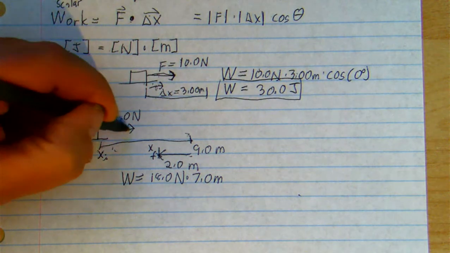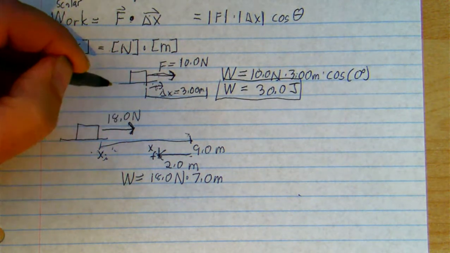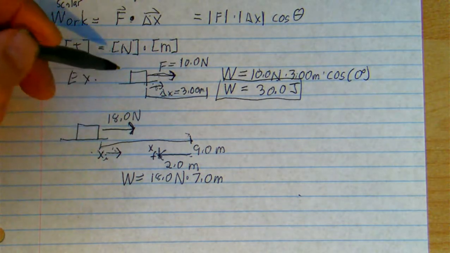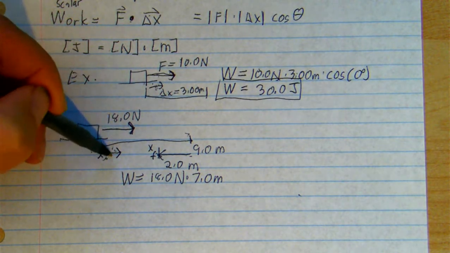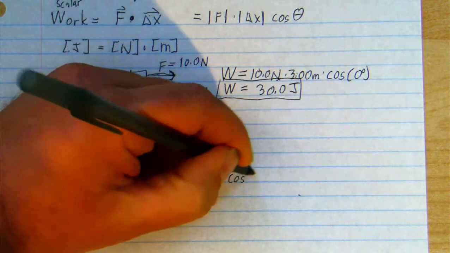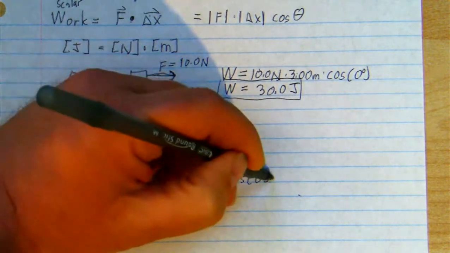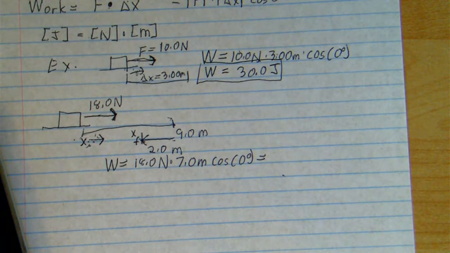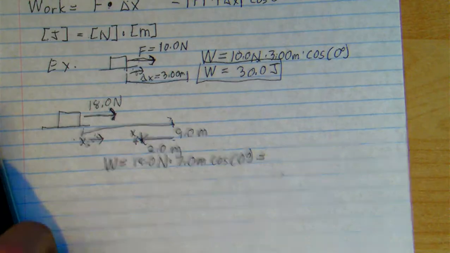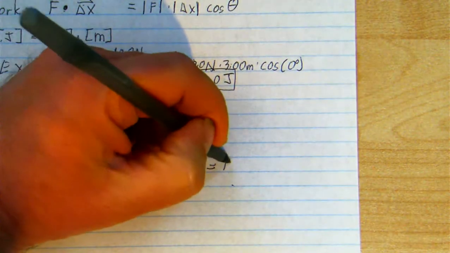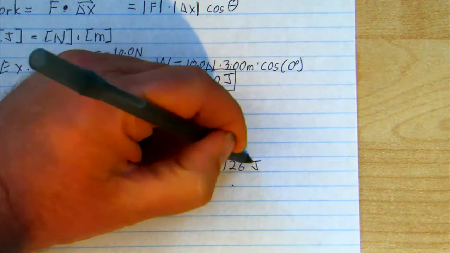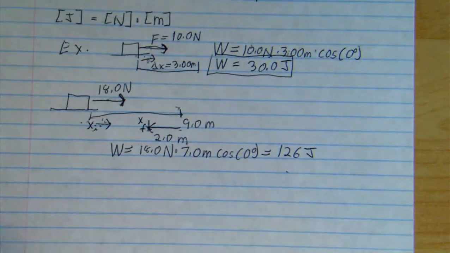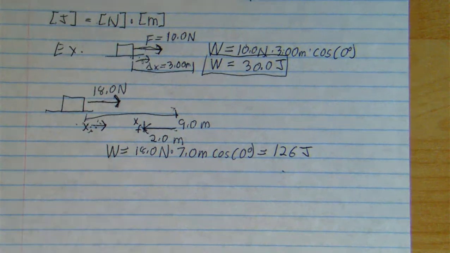And the force was to the right, and the displacement was also to the right. The angle between to the right and to the right is 0 degrees. The cosine of 0 degrees is 1. So on your calculator, you're going to go 18 times 7 to get 126 joules of work done to 3 sig figs in that example. Let's do another example.